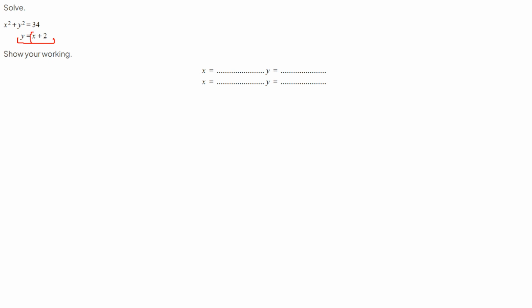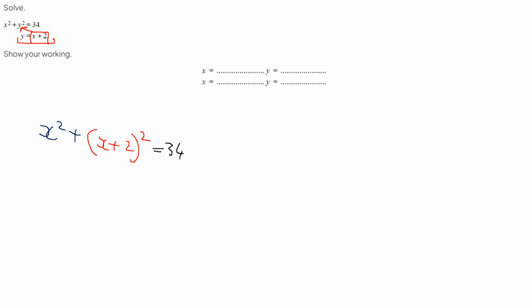So we sub in x plus 2 into y. So we're left with x squared plus, and then we sub in y, which is x plus 2, all squared. And we're told it's equal to 34. Okay, sure. And now, what are we going to do? We need to make it equal to 0.